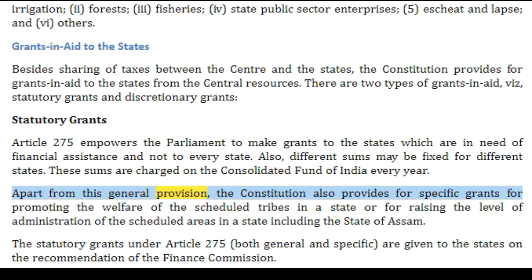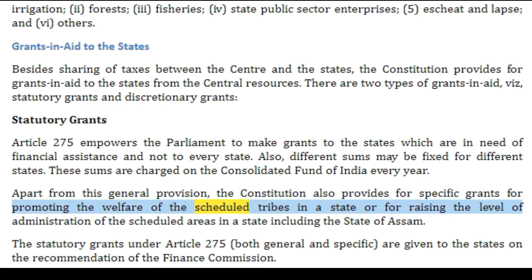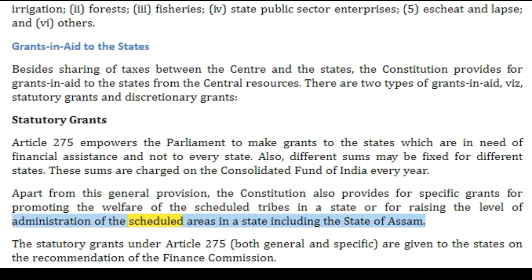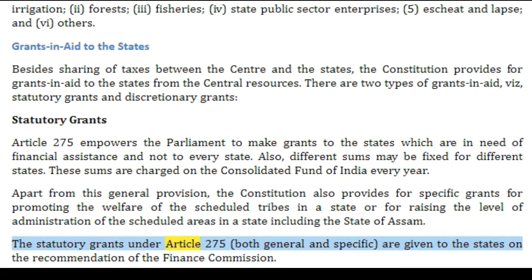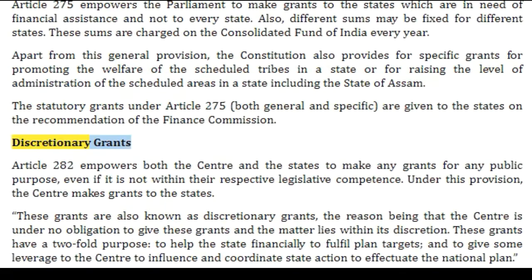Apart from this general provision, the Constitution also provides for specific grants for promoting the welfare of the scheduled tribes in a state or for raising the level of administration of the scheduled areas in a state, including the state of Assam. The statutory grants under Article 275, both general and specific, are given to the states on the recommendation of the Finance Commission.